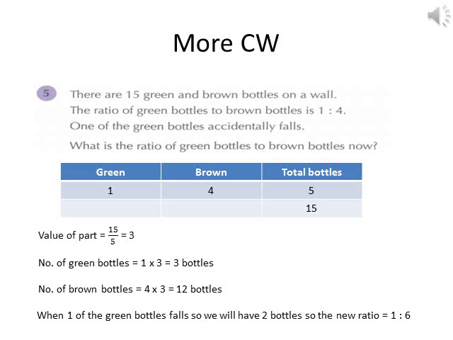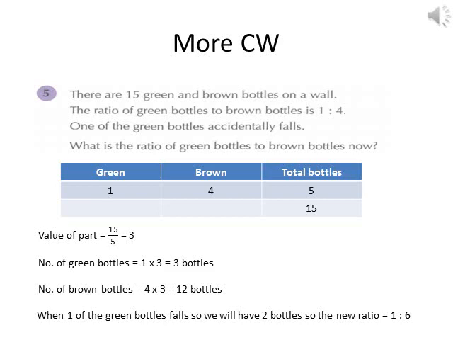So I made the table of ratio, and I found that green to brown to total bottles is 1 to 4, and the total parts are 5. And the total number of bottles was 15, green and brown. So I get the value of a part from the complete column. The complete column is the total bottles, and I will have to divide 15 by 5 to get 3. So this is the value of a part.